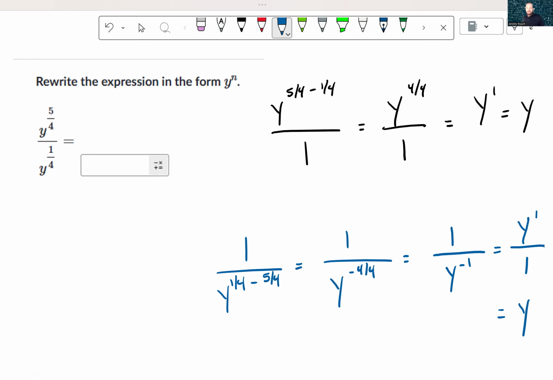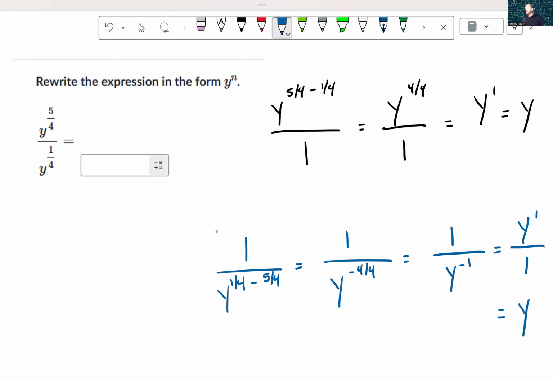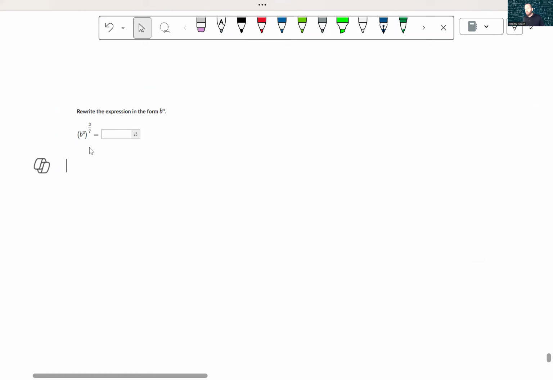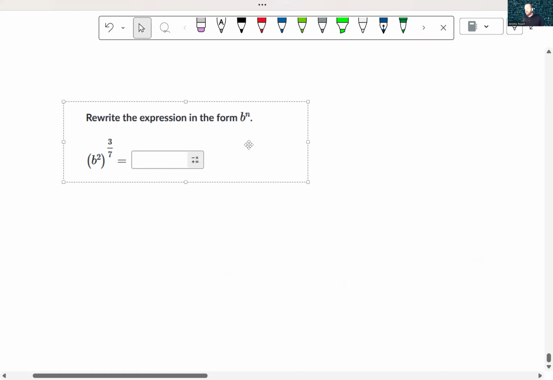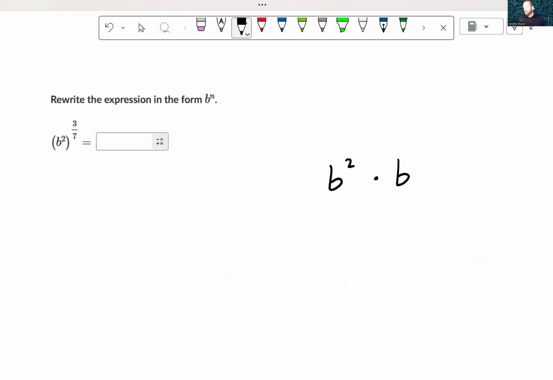Okay, so let's try a couple more of these. This next one's not the quotient rule. This one's just asking us to do the power of a power rule again. And with the power of a power, again, we multiply the exponents. Now, if we had something like b squared times b to the power of 3, we would add the exponents. If we have multiplication with the same base, this is equal to b to the 5th. But this is the power of a power rule, what we did earlier, and we just multiply those.